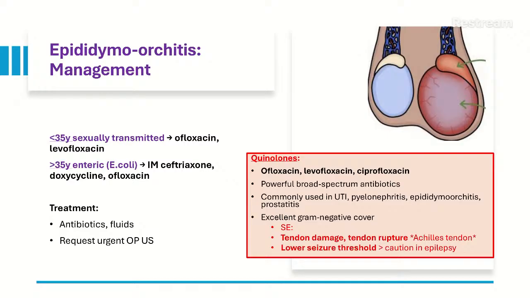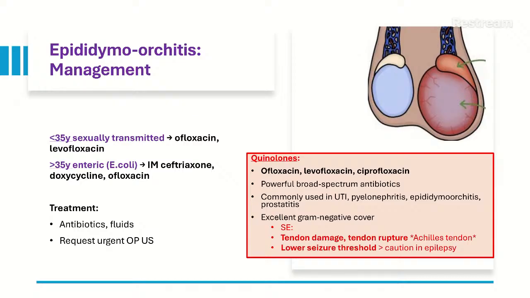Going on to treatments, the main treatment options for epididymo-orchitis: we're going to give them antibiotics, we're going to give them fluids, and we're going to request an outpatient ultrasound. I thought it was worth mentioning something about quinolones. It's a class of antibiotic that gives broad spectrum cover, usually against gram-negatives, and is commonly used in urology. So we use it in UTIs, pyelonephritis, epididymitis, and prostatitis.